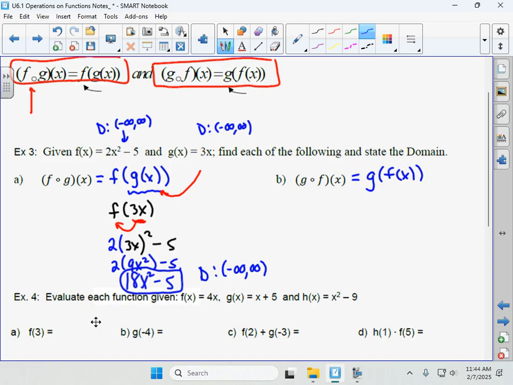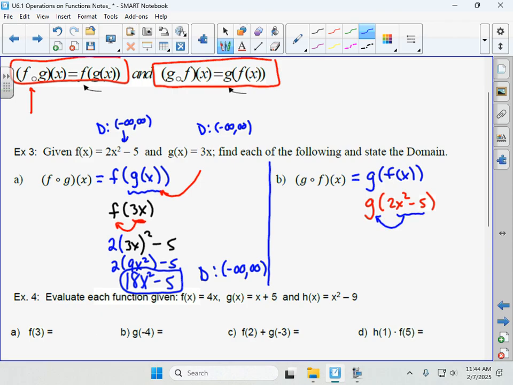All right, and then let's do B. We're doing g of f of x. So again, we're going to take the f of x function, and we're going to put 2x squared minus 5 in for it. So we have g of 2x squared minus 5. I just replaced what f of x was. So now I'm going to take the 2x squared minus 5, that whole thing, and put it into the g function this time.